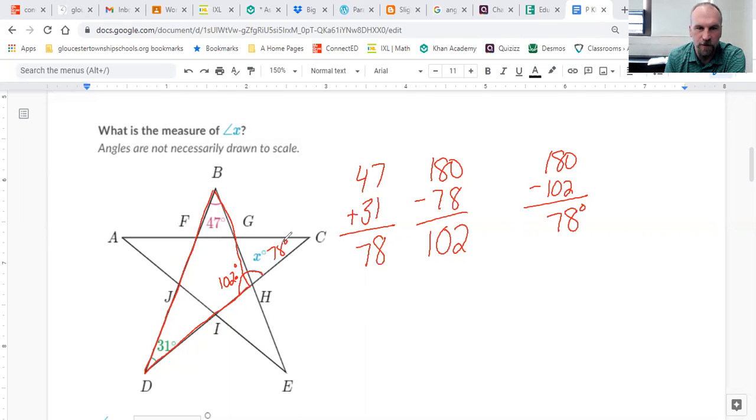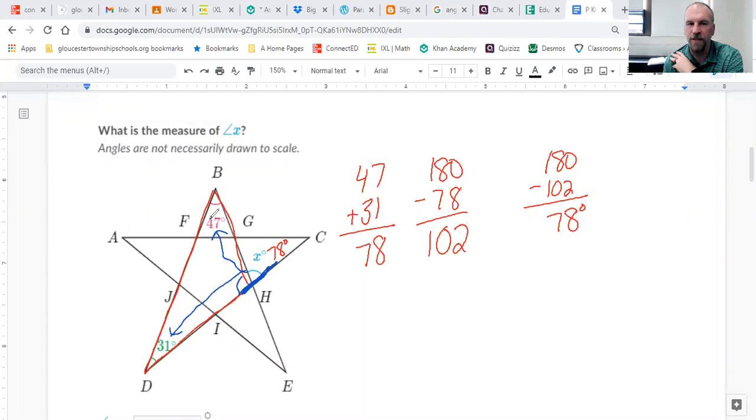78 degrees. Or if you were really, really paying attention, you would see that this x, let me erase some of this stuff here real fast. Let me erase this guy, erase that guy. There we go. You would see that that x is an exterior angle because it's still continuing straight right here. It's an exterior angle of this triangle. And then here's the adjacent angle, which means that this 47 and this 31 are remote interiors.